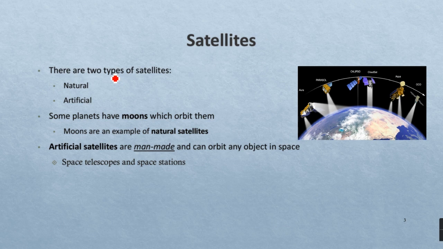Another form of orbital motion is seen by satellites. So we have natural and artificial satellites. The natural satellites are present in the form of moons that orbit around planets. So some other planets other than Earth also have moons that orbit around them, and we call those natural satellites. Artificial satellites are man-made, and they orbit around objects in space. This can be like space telescopes and space stations that we send on missions in space so that we can observe the universe.